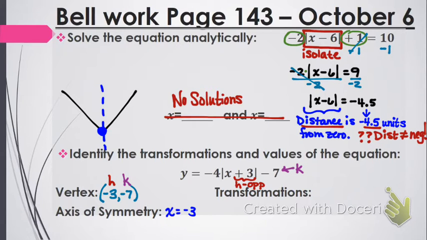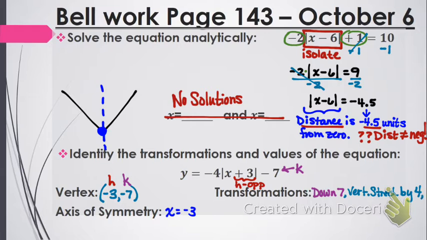Transformations, I want words here. Stretched by -4. Stretched by 4. I heard down 7, I heard stretched by 4. Both of those are correct. Let me write those down, and then we'll keep going. So down 7, vertically stretched by 4, left 3.